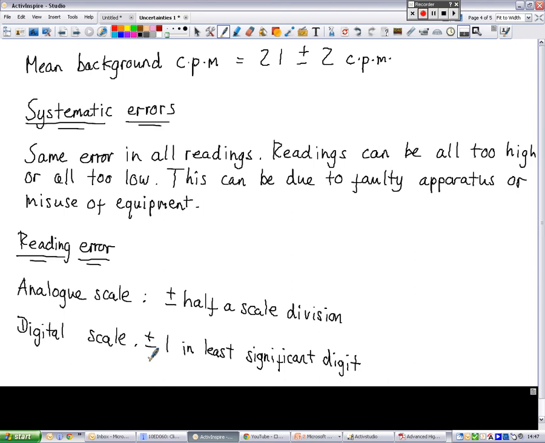So those are your three main types of errors. Random error causes the spread of results, experiments to be different all the time. Systematic error, something wrong with the equipment, so all values are either too high or too low. Reading error is when you're actually reading off an instrument. Plus or minus half a scale division for analog, plus or minus 1 in the least significant digit for digital.